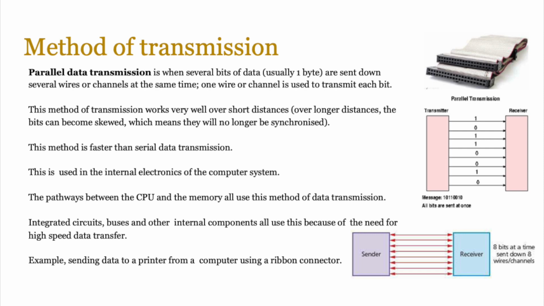So this type of transmission is generally used in the internal electronics of a computer system. The pathways between the CPU and the memory all use this method of data transmission. Integrated circuits, buses, and other internal components also are likely to use a parallel data transmission method. And the reason for this is because of the high-speed nature of data transfer. Examples include sending data to a printer from a computer as well, using something called a ribbon connector, and you can see that in the top right-hand corner of the screen. Now, this type of method can also be used in simplex, duplex, and half-duplex variety as well.